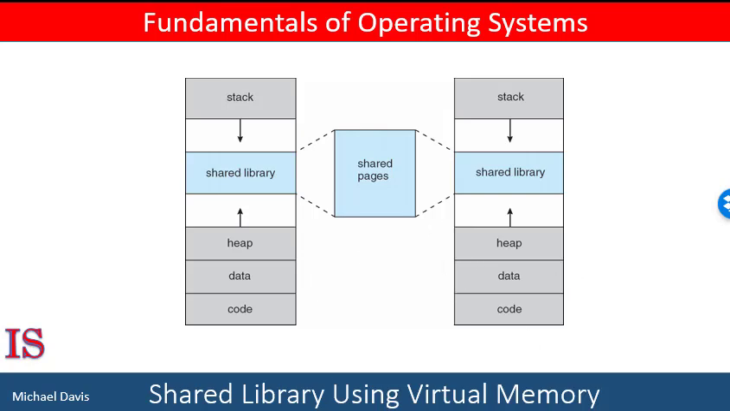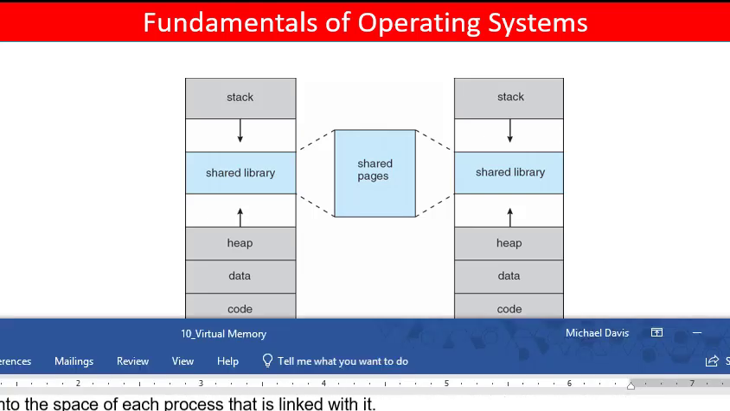Typically, a library is mapped read-only, using that protection bit that we talked about in the last unit, into the space of each process that is linked with it. We've already discovered that two or more processes could communicate through shared memory rather than message passing. Virtual memory allows one process to create a region of memory that it can share with other processes. Processes sharing this region consider it part of their own virtual address space, yet the actual physical pages of memory are shared, much like we see in this image.